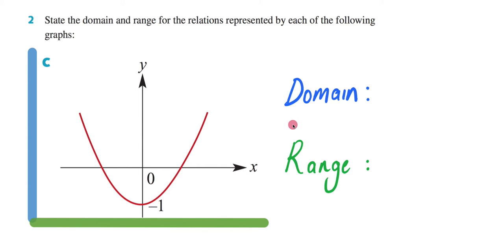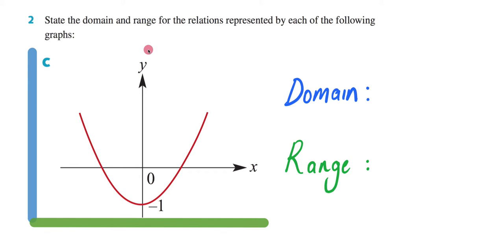So we're going through exercise 5b, and in this video I'm going to be answering question 2c, which says state the domain and range for the relations represented by each of the following graphs. So here in C we have this graph before us and we need to figure out the domain and range.